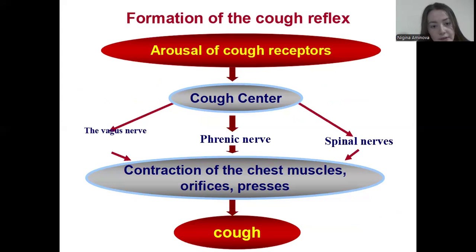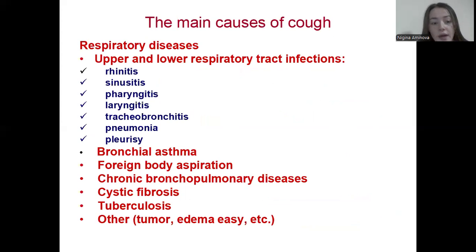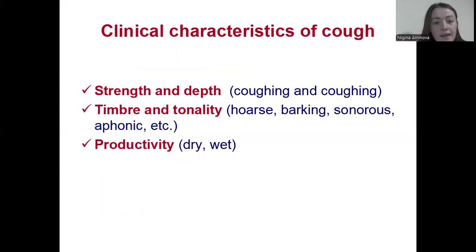Formation of the cough reflex. Arousal of cough receptors and the cough center, and you can see it in the diagram. The main causes of cough: respiratory diseases, upper and lower respiratory tract infections, bronchial asthma, foreign body aspiration, chronic diseases, cystic fibrosis, and others. Clinical characteristics of cough: strength and depth, timbre and tonality, and productivity.